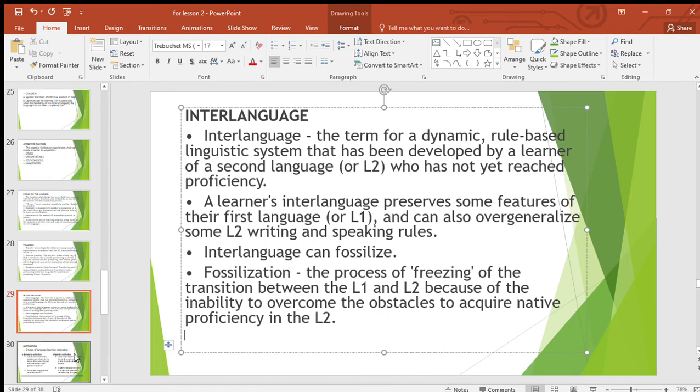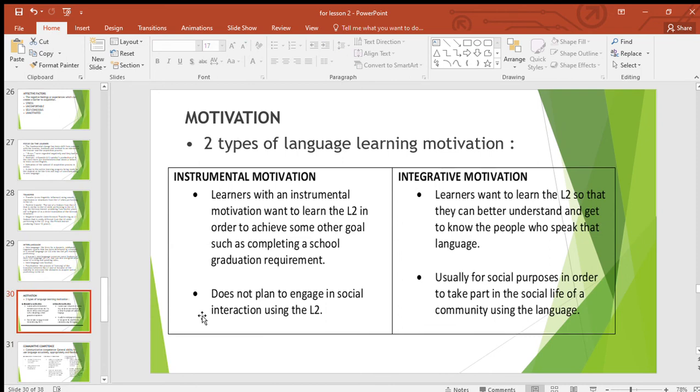Okay, so continuing. Another hamper in acquisition is motivation. We have two types of motivation in language learning. We have instrumental motivation and integrative motivation. In instrumental motivation, learners want to learn the second language in order to achieve some goals such as completing a school graduation requirement. Does not plan to engage in social interaction using the L2. So basically, the students only learn the second language because they need it to do something. They have a goal to do something.